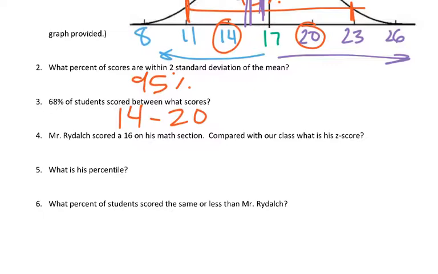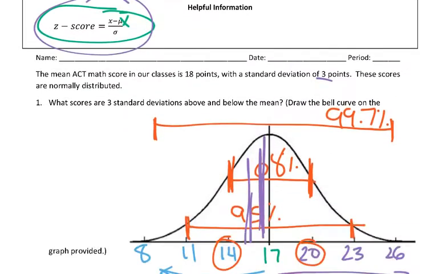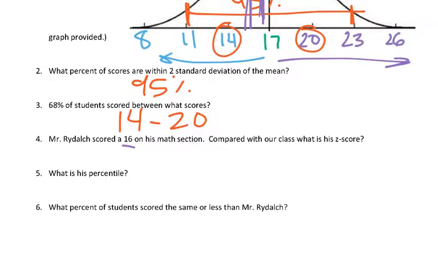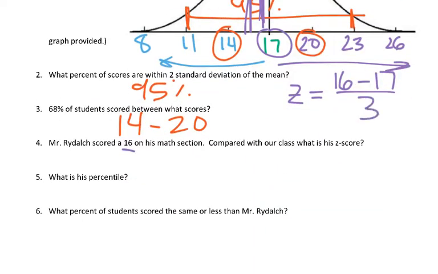So we take his score, and this is where we use our formula. The z-score would equal our score minus the mean, which is 17, divided by the standard deviation, which is 3. So 16 minus 17 would give us -1, divided by 3 would be -0.33, because we round to the nearest hundredth. So the z-score is -0.33.